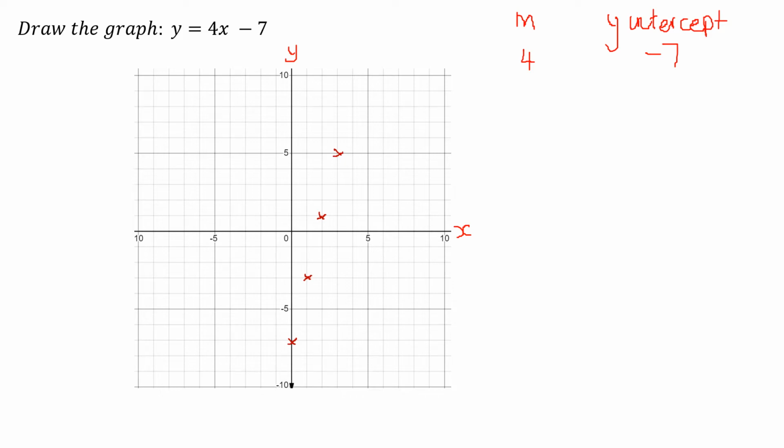So this is where you would need your pen and ruler. I unfortunately do not have a pen and ruler, so I'm just going to try and do mine freehand. So you should have something that looks like this.